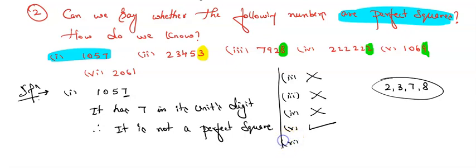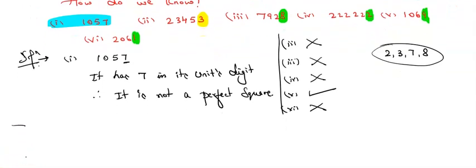Now option 6, 2061, it is not a perfect square. As I have said, in some cases one is accepted and in some cases one is not accepted. So 2061, last digit here is 1. In this case it is not a perfect square. I hope you have copied these steps. Good. Now let me solve the next problem, that is question number 3.